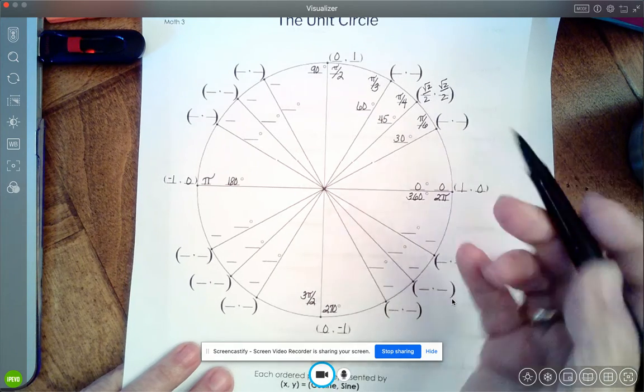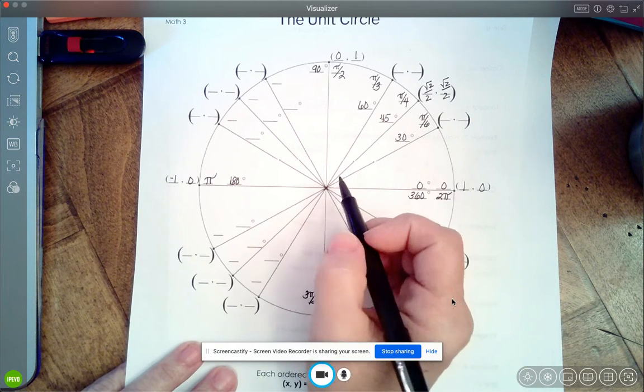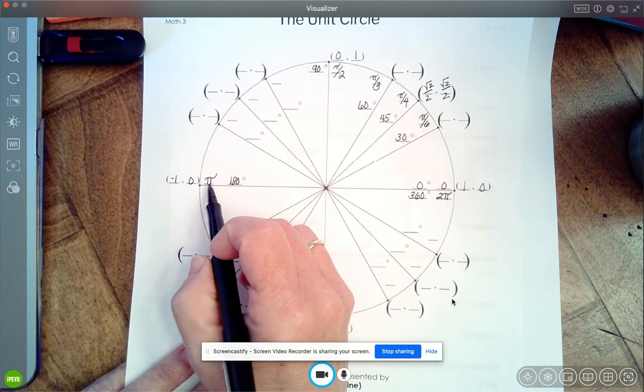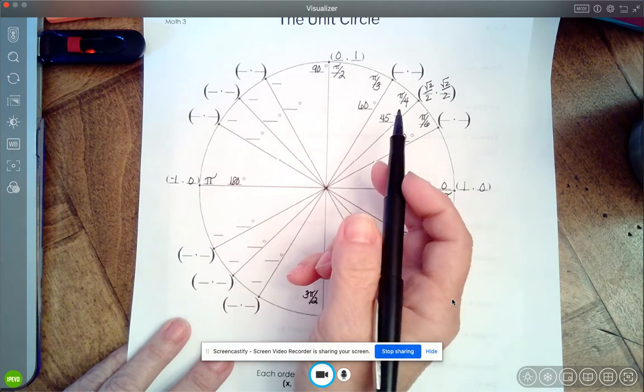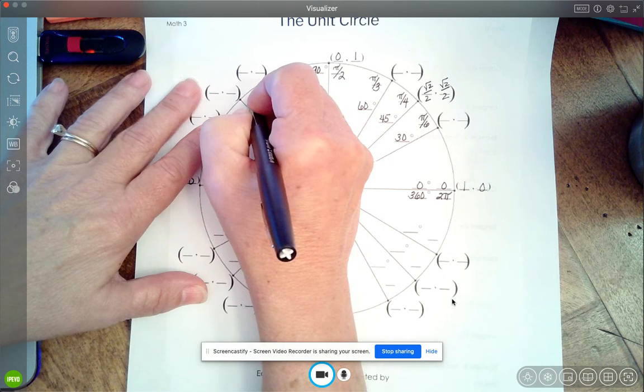So that goes all the way around. I'm going to show you over here. This is 180 degrees, or pi radians. And this right here is 3 pi over 4.